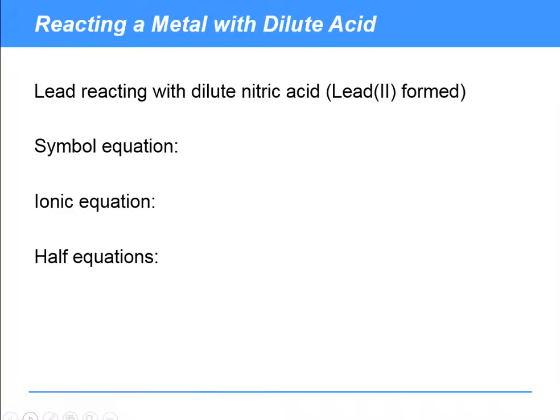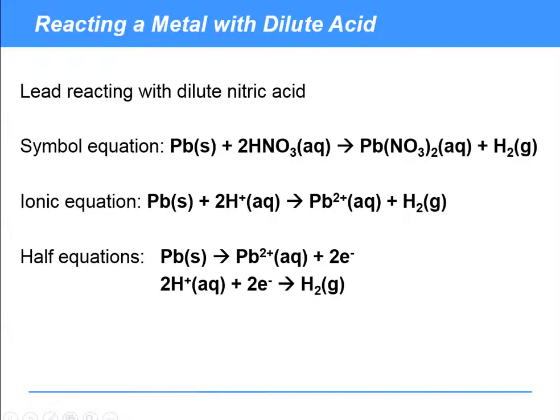Okay, so let's just start off. This is just something for you to do, so pause the video and see if you can write a symbol equation, an ionic equation, and then the half equations for when lead reacts with dilute nitric acid to form a lead-2 salt. Okay, here are the relevant equations, symbol, ionic and half equations. Pause the video and check whether your answers were correct.